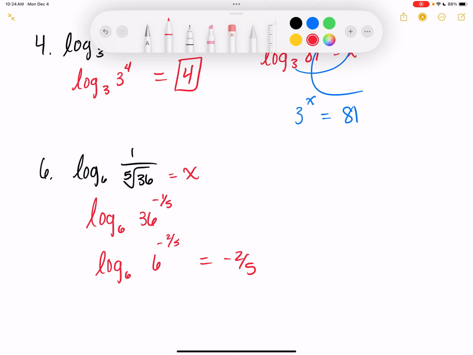That's a really convenient property. It is a really convenient property.